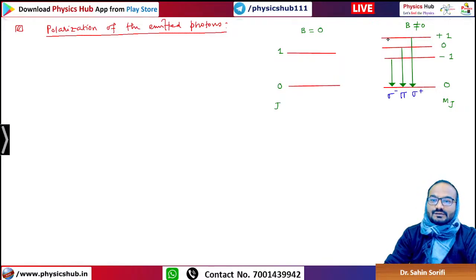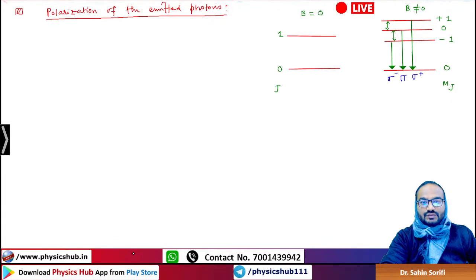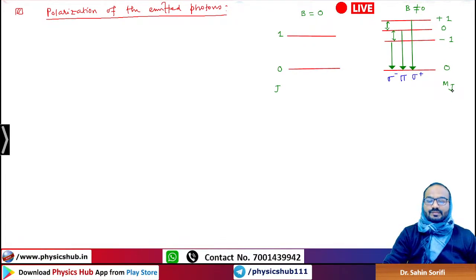And these splittings will be seen. Now we have used a term that the nature of the emitted photon will be plane polarized or polarized in perpendicular direction depending on in which direction you are observing. So I am just drawing it here.